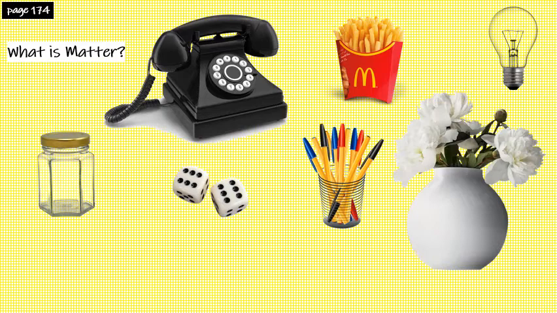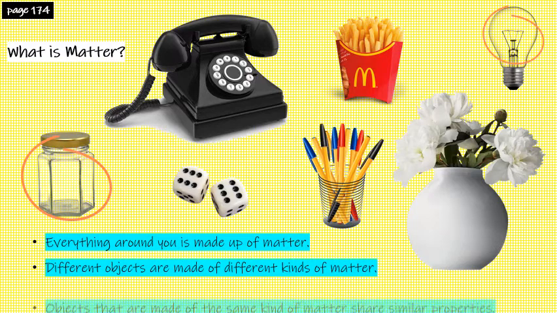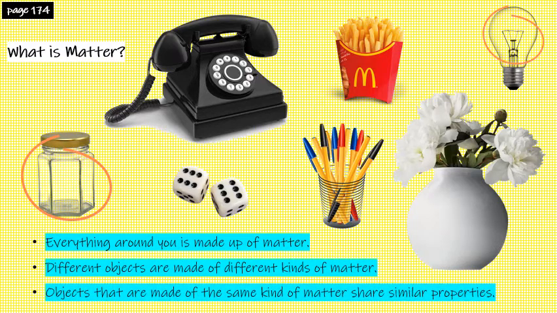A chocolate cake is made up of matter. French fries are made up of matter. This phone is made up of matter. You are made up of matter. Matter also makes up the walls of your house and your classroom. So anything you see and can feel is made of matter. That's right. And objects that are made of the same kind of matter, like the jar in here and the bulb, share similar properties.